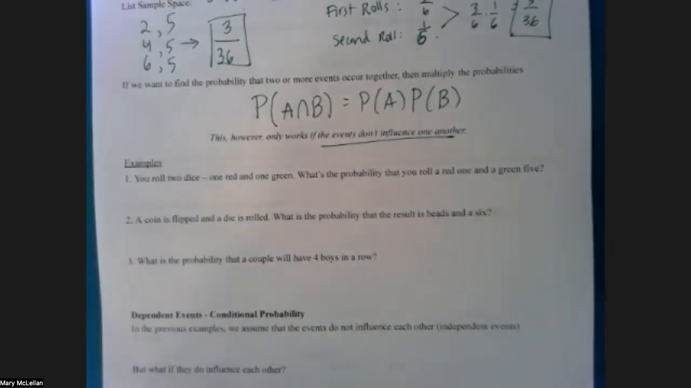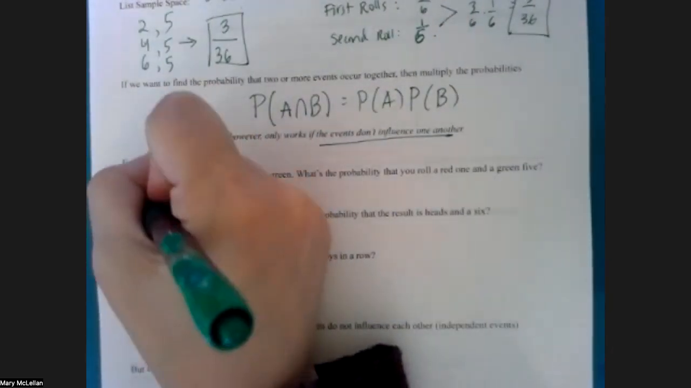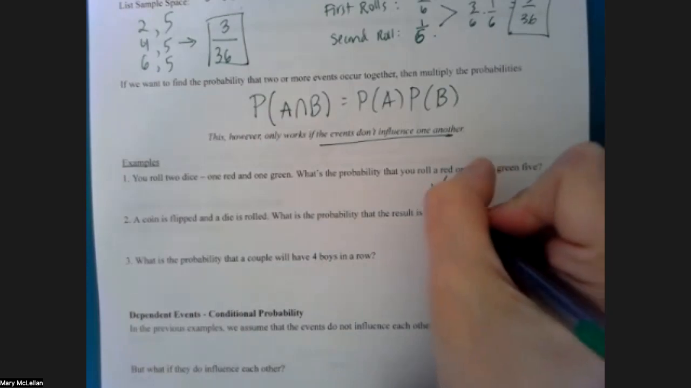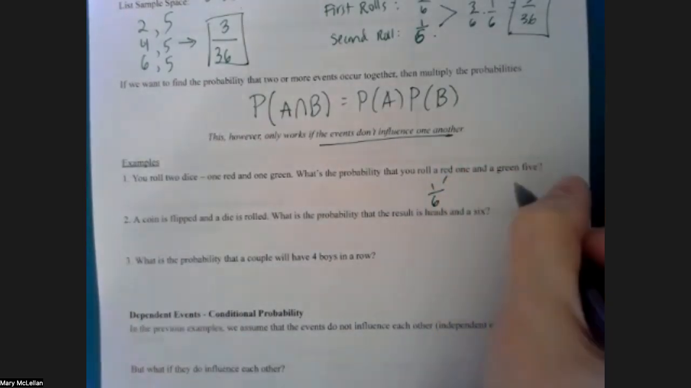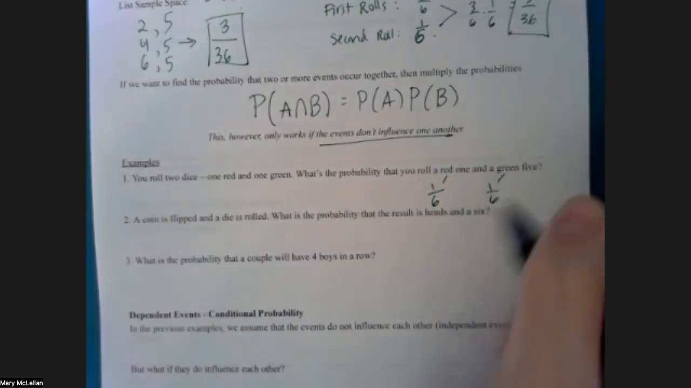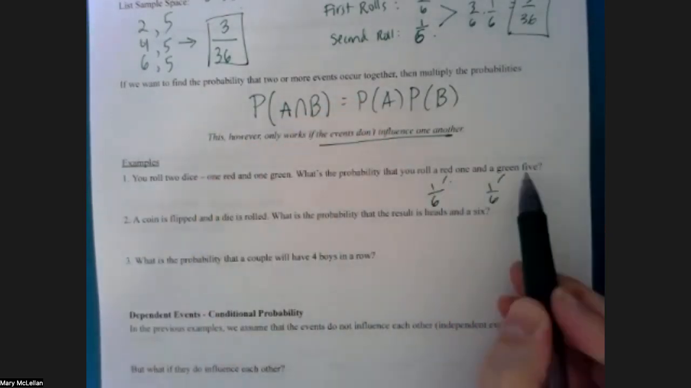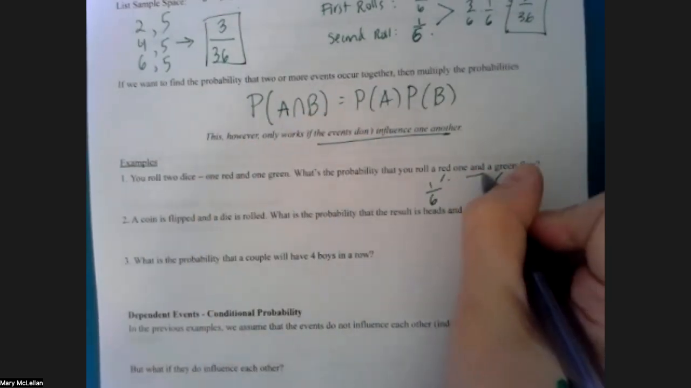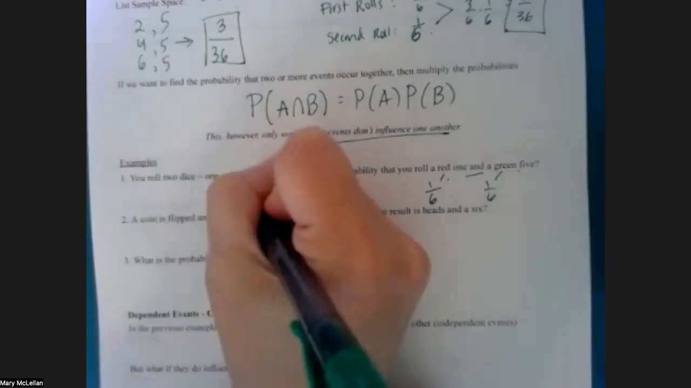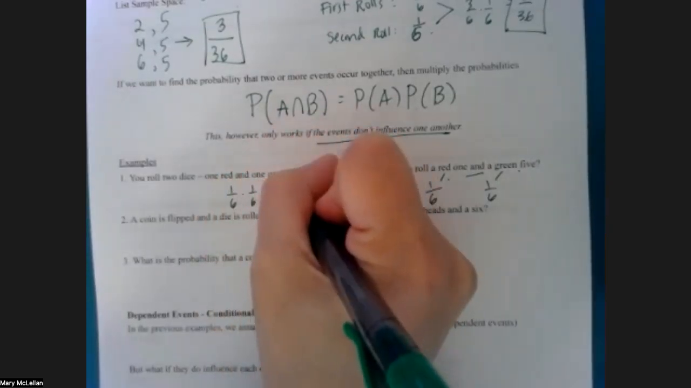I roll 2 die, 1 red and 1 green. What's the probability that I roll a red 1 and a green 5? Well, the probability of a red 1 is 1 over 6. And the probability of a green 5 is 1 over 6. So the probability that I roll a red 1 and a green 5 is 1 over 6 times 1 over 6, which is 1 over 36.